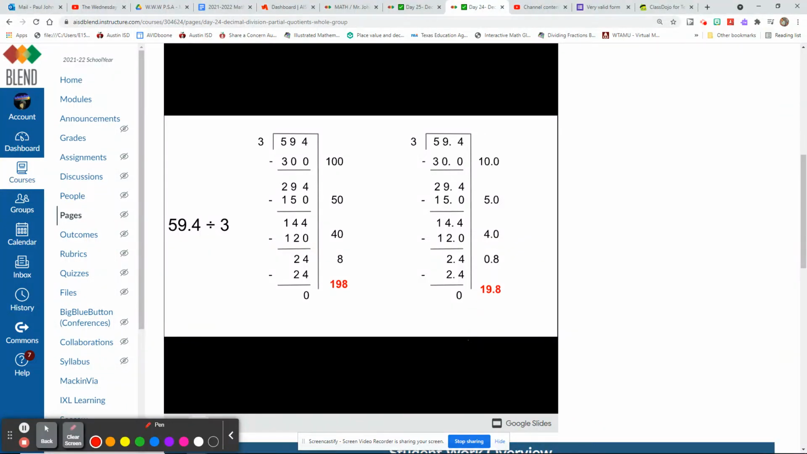Welcome back. Let's go ahead and do synthetic division, or long division, and try the same problem. We'll use DMSB: Dad, Mom, Sister, Brother. Divide, multiply, subtract, bring down.